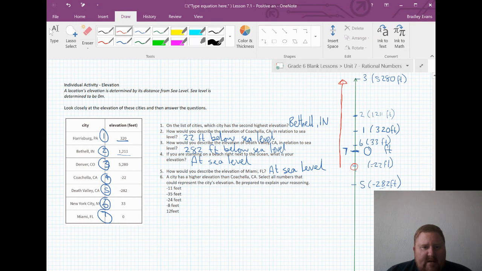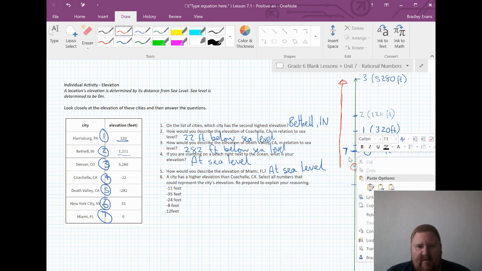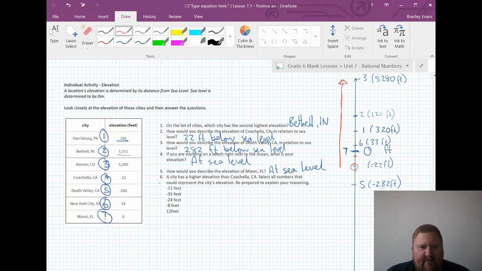So let's take a look. Negative 11 feet, would it be in a positive direction? Well, negative 11 is going to probably be about there. So yes, negative 11 could be one of the cities higher than Coachella. Negative 35 feet. Well, that means I have to come 35 feet down from sea level, and it's going to go past 22. It's probably going to be about there. So no, that cannot be higher than Coachella.